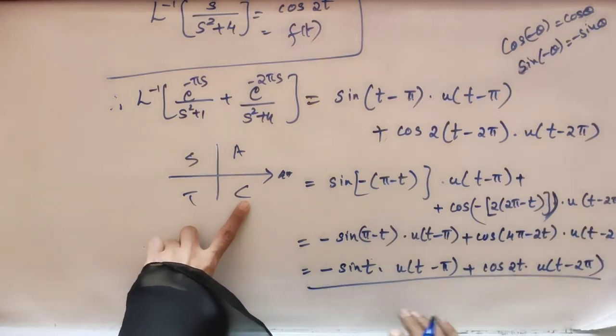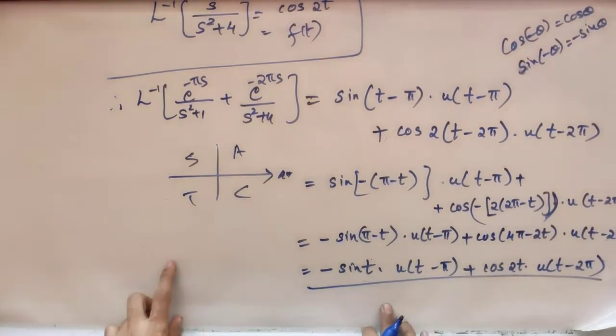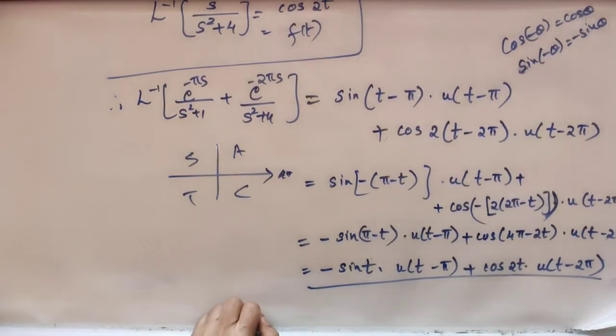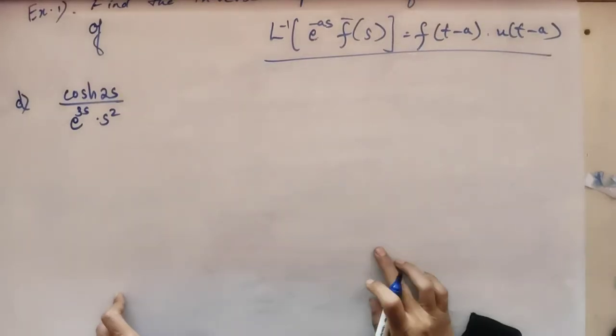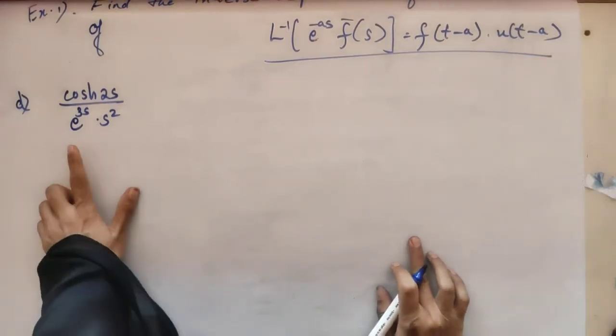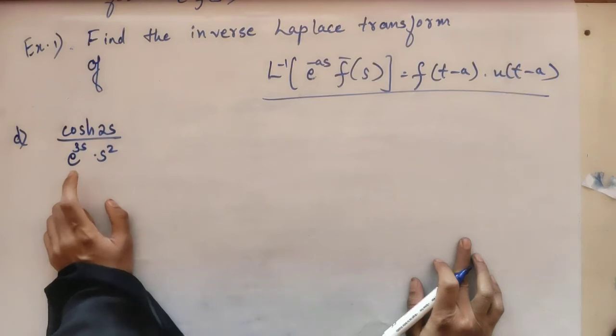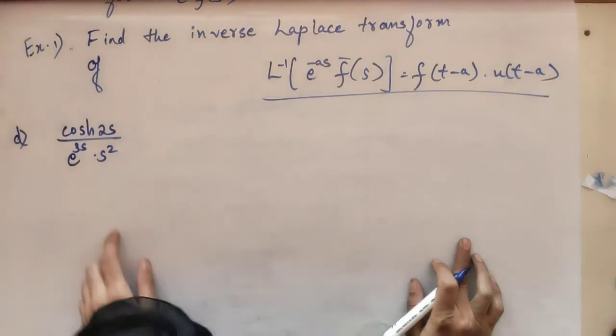So this is the most simplified form of solving this problem. I hope this is clear to you. I'll come up with one more problem here. Yes, I have come up with one more problem, that is, find the inverse Laplace transform of cos hyperbolic 2s divided by e to power 3s into s square in the denominator.